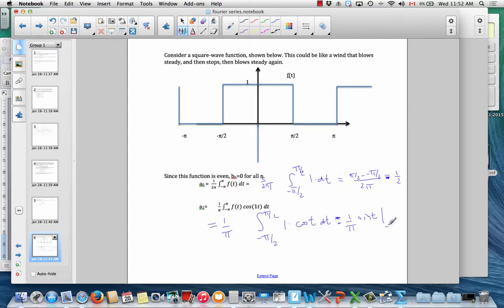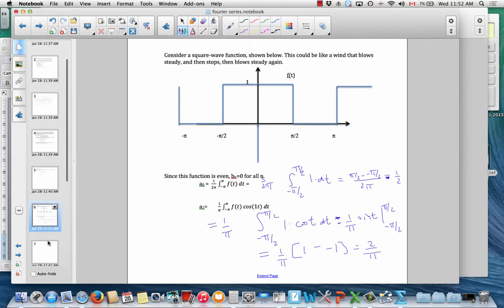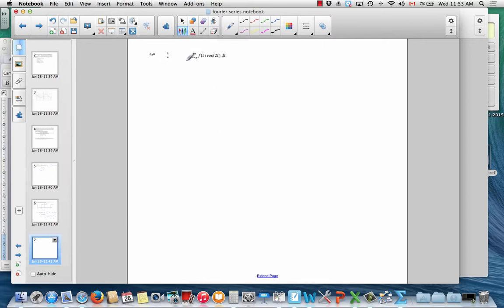But then we've got to go from minus pi by 2 to pi by 2. So we get 1 over pi. It's the sine of pi over 2, which is 1, minus the sine of negative pi over 2, which is minus 1. So we get 2 over pi for that next Fourier coefficient. We'll do a couple more.